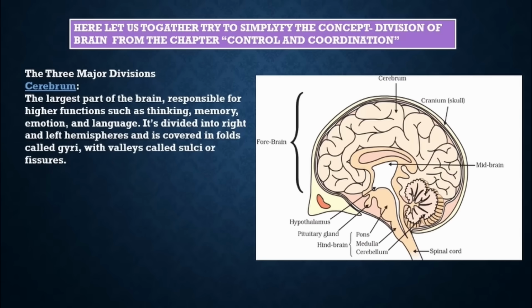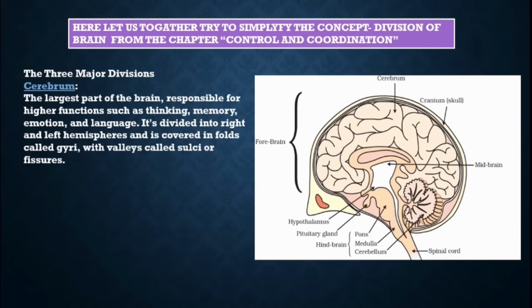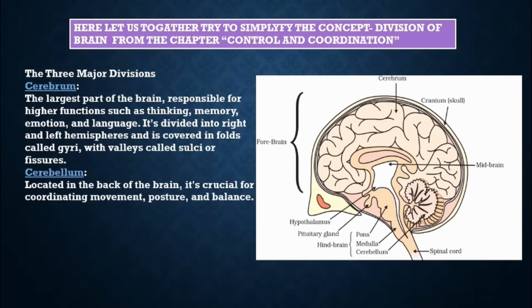The brain has been divided into three major parts: cerebrum, cerebellum and brainstem. We can see the cerebrum is the largest part of the brain, which is responsible for higher functions such as thinking, memory, emotions and language. It is divided into right and left hemispheres and is covered in folds called gyri and valleys called sulci, which we will discuss in the next slide.